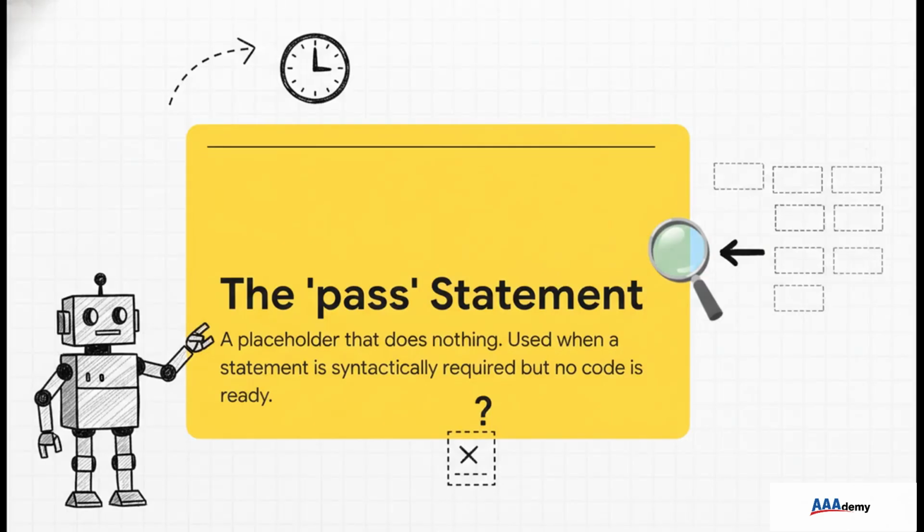All right, next we have the pass statement. And, well, it's kind of funny because it literally does nothing. So why does it exist? It's a placeholder. Sometimes Python's syntax requires you to put some code in a block, like inside an if statement, but maybe you haven't decided what that code should be yet. You can just put pass there to keep Python happy, and it's like telling your robot, I'll fill this in later, just carry on for now.